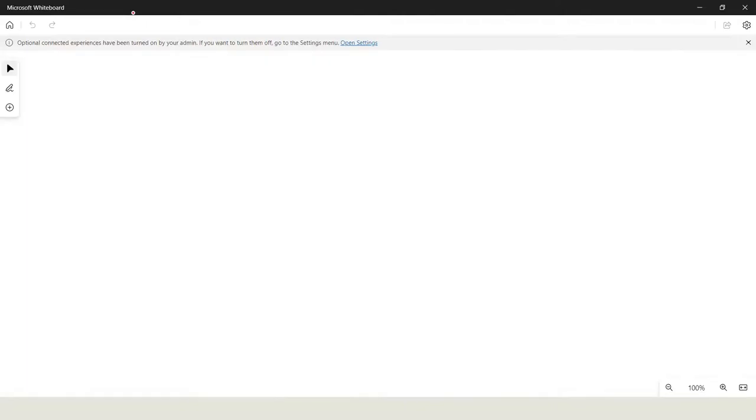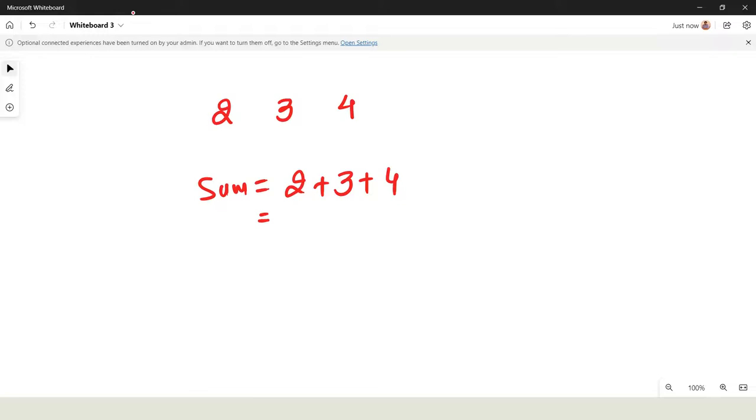Suppose I have one number 2, second number 3, third number 4, and I want to calculate an average of these three numbers. So how can I find the average of these three numbers? For that I have to calculate addition of these three. What should be the addition? 3 plus 2, 5 plus 4, 9.